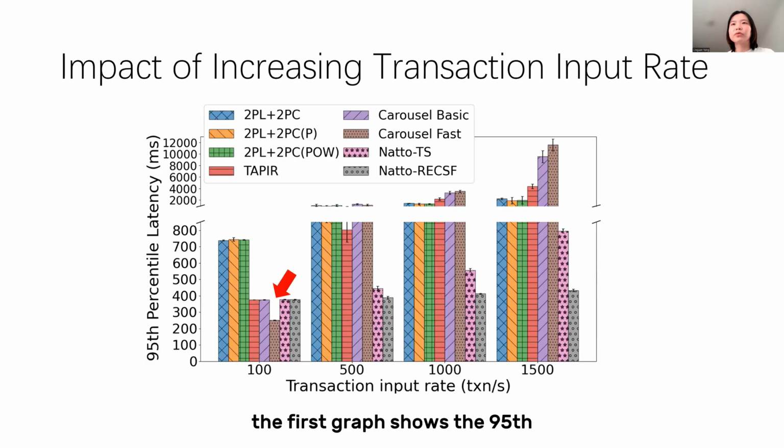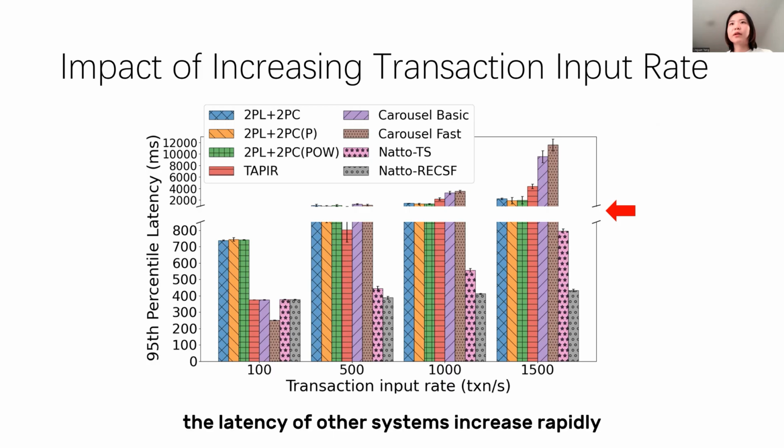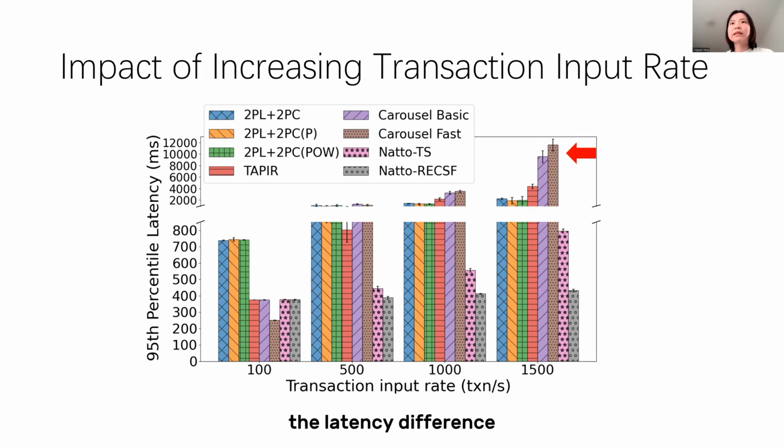The first graph shows the 95th percentile latency of the high-priority transactions as we increase the transaction input rate. When the input rate is low, Carousel, TAPIR, and Natto have similar performance due to the low contention. The Spanner-like system has higher latency because they require additional round trips. As the input rate increases, the latency of other systems increases rapidly. To fit everything in the same graph, there is a huge break in the middle. Above this break, the latency is over 2 seconds. The latency difference between Natto and other systems is significant.